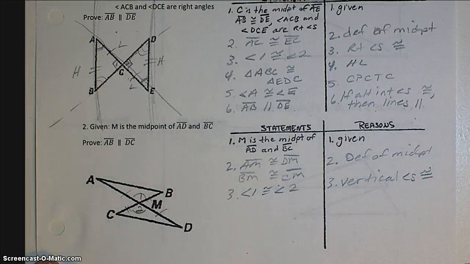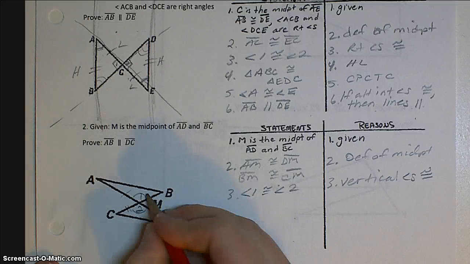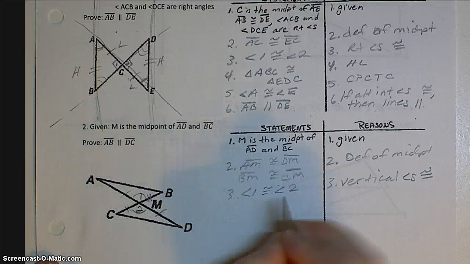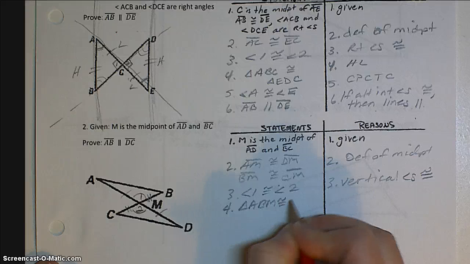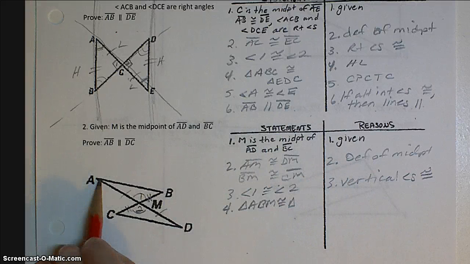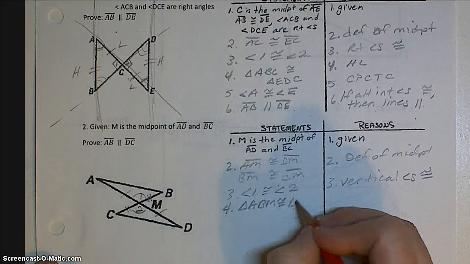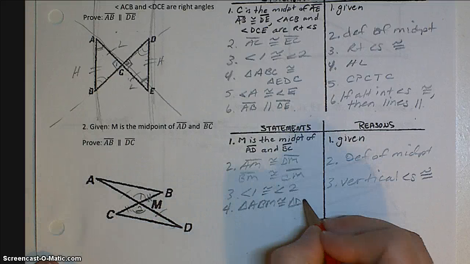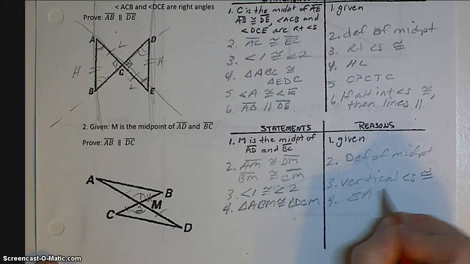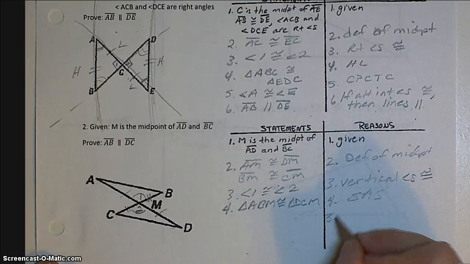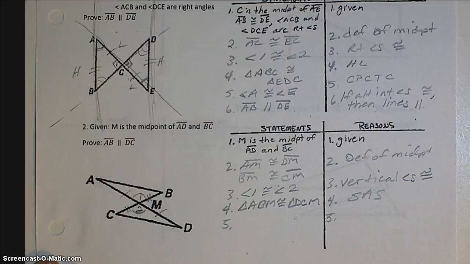And the reason why I'm doing this, remember, is because I first need to prove that the triangles are congruent. So now that I have that, I can see I have SAS. So triangle ABM is congruent to triangle DCM. A is going to match up with D, B is going to match up with C, and M will match up with M. And the shortcut is SAS. Alright, I've proved my triangles are congruent.